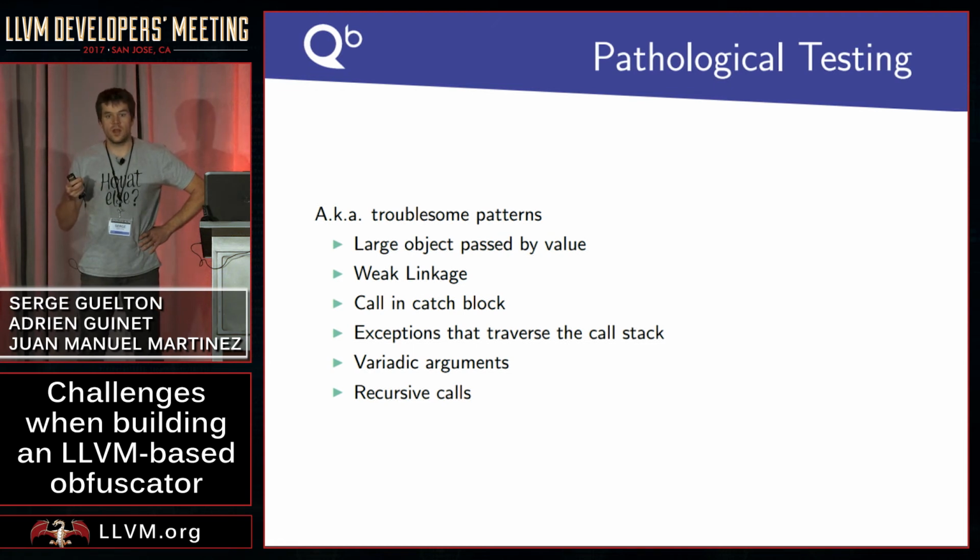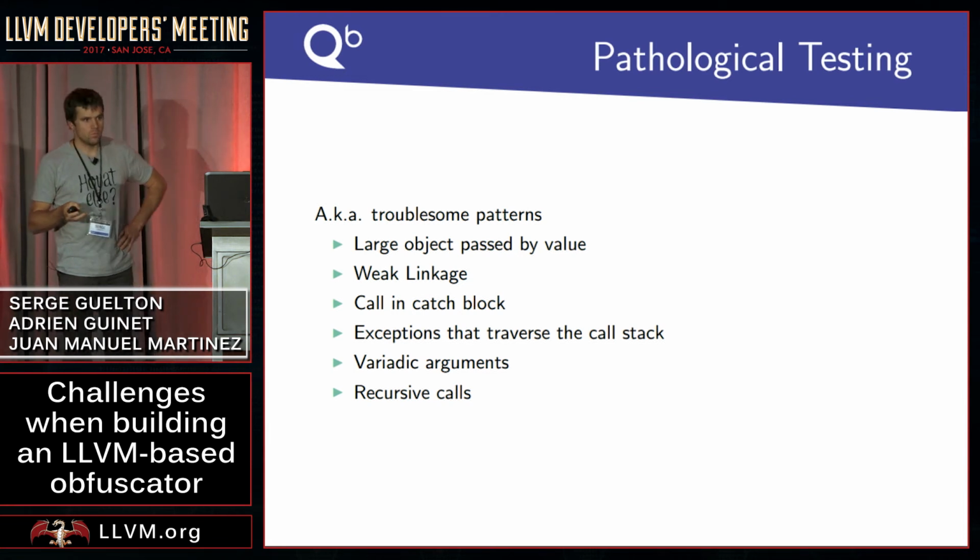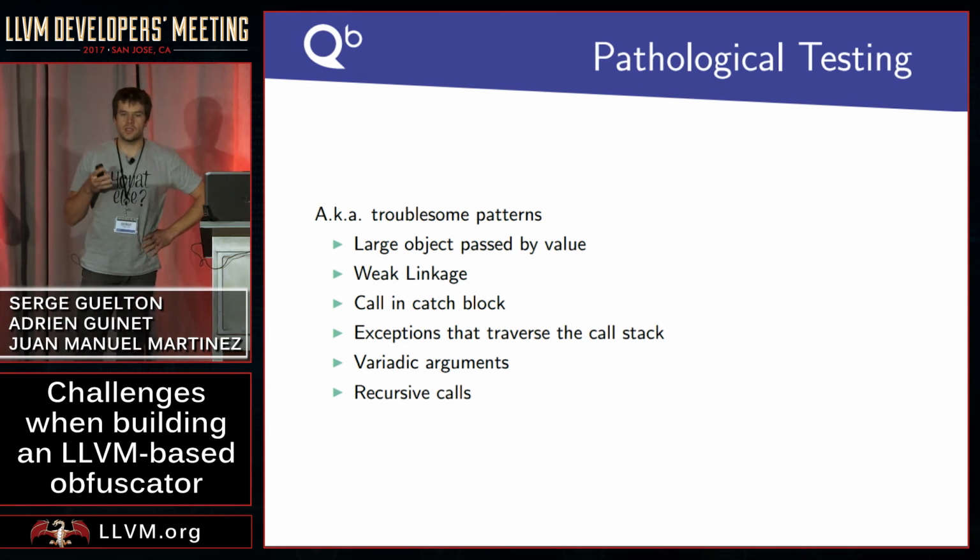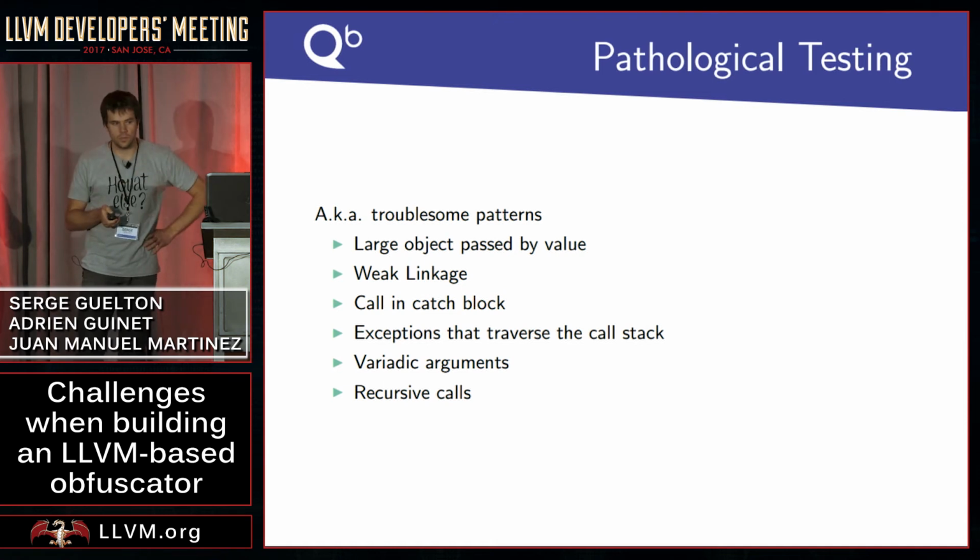When a function is declared with weak linkage, if you try to obfuscate it, then it may be replaced by another definition, so the invariant is not always the same, and you have to take care of that too. Basically, anything that deals with exceptions is error-prone when you want to obfuscate it, whether it's in the landing pad or during the unwinding. So you have to take care of that, especially when you clone a function. You have to do some extra bookkeeping.